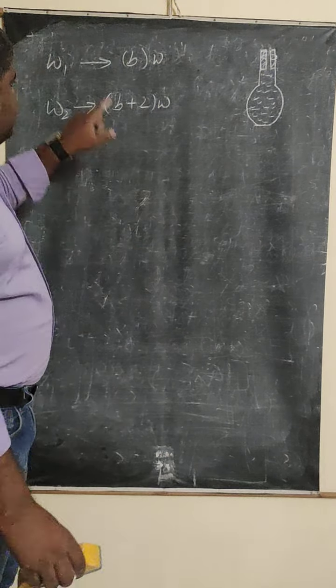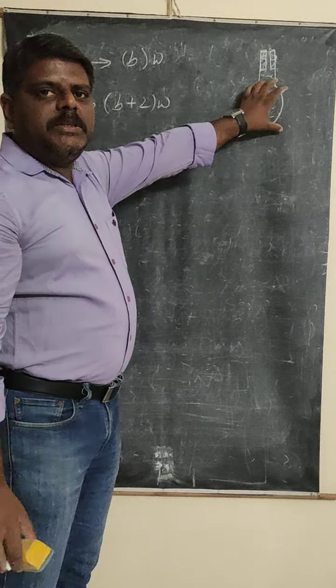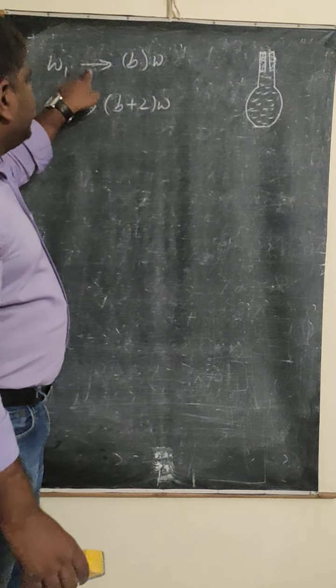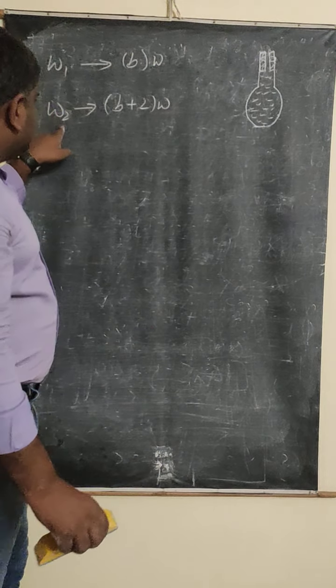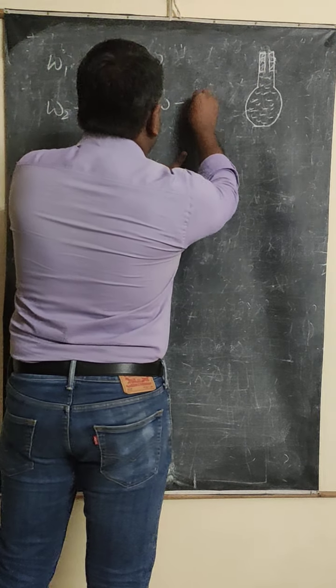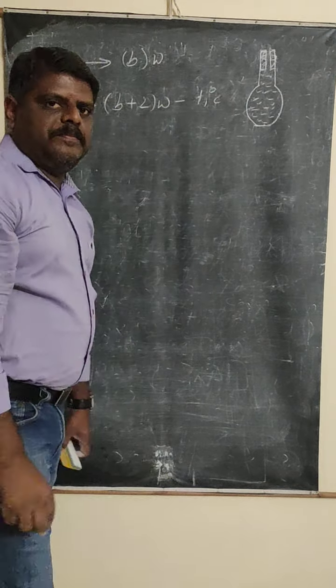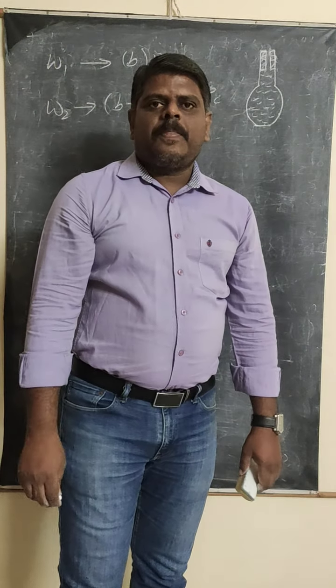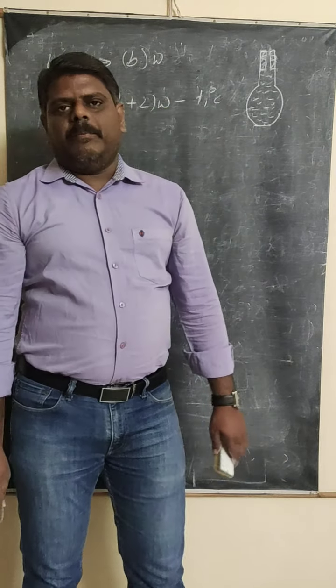Okay, don't be confused here. W1 contains the empty specific gravity bottle weight, that means only the bottle weight. W2 contains the bottle plus liquid weight, and it is at a temperature of T1 degree Celsius, that is the room temperature. So this is the second step completed.